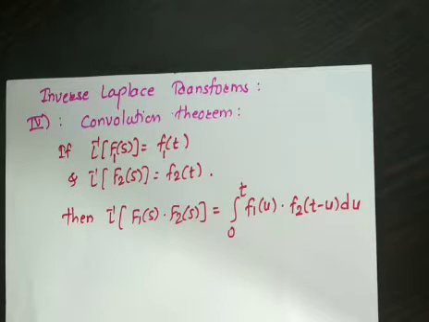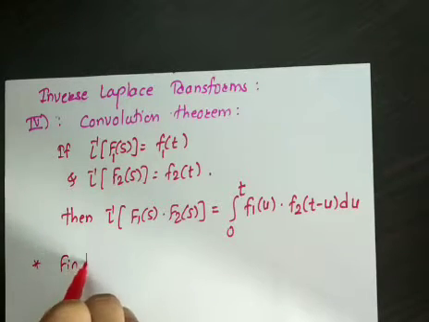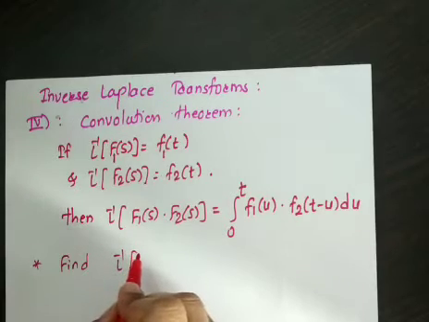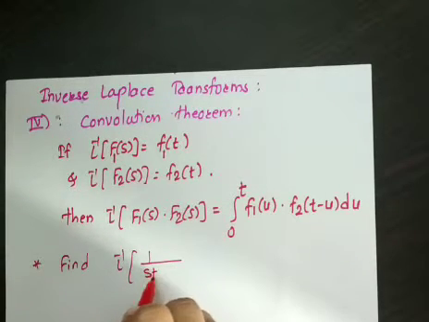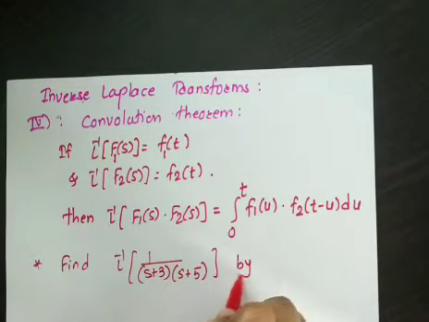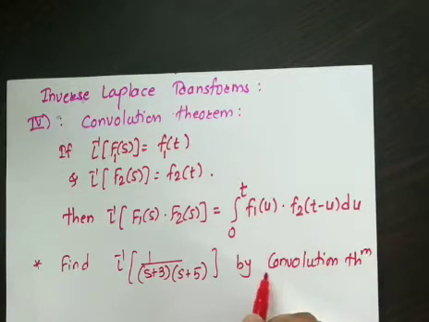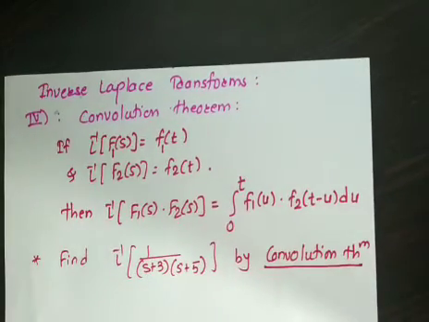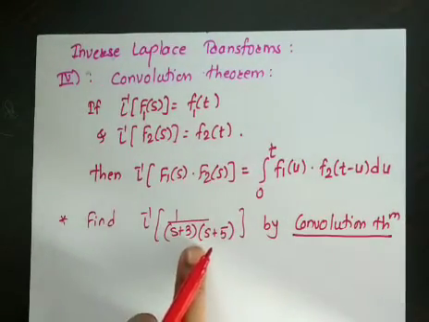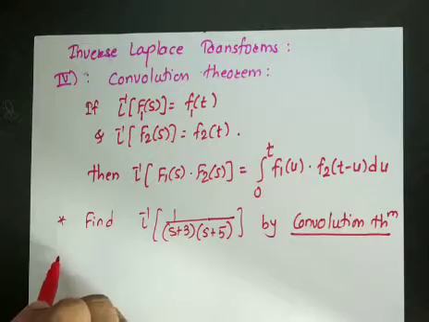So example, find Laplace inverse of 1 upon (s plus 3) into (s plus 5) by convolution theorem. If it is particularly asked by convolution theorem, then this example can also be solved by partial fractions, but we will not solve it by partial fractions as it is particularly asked by using convolution theorem.